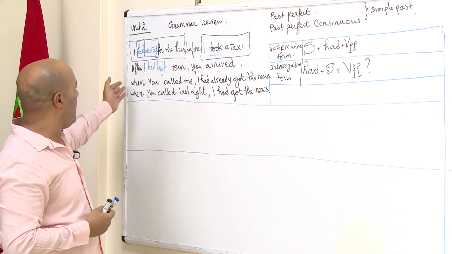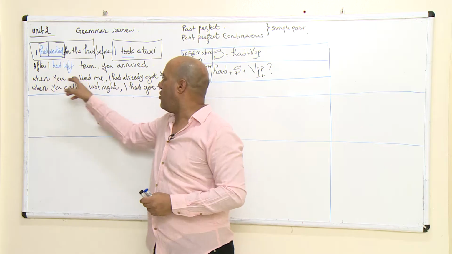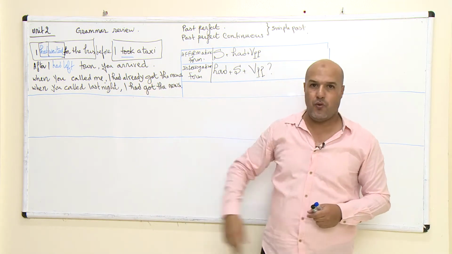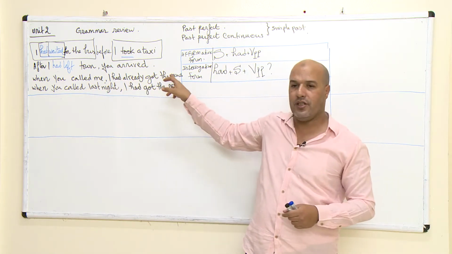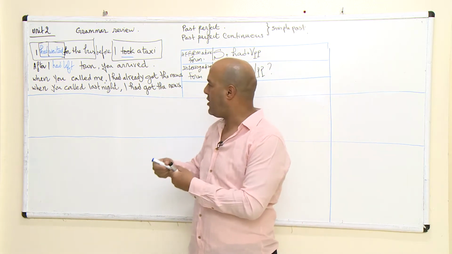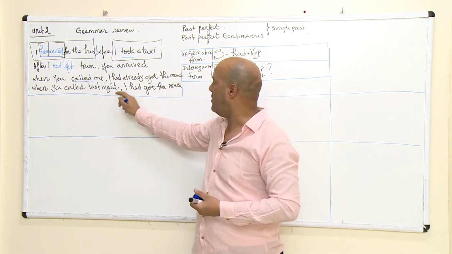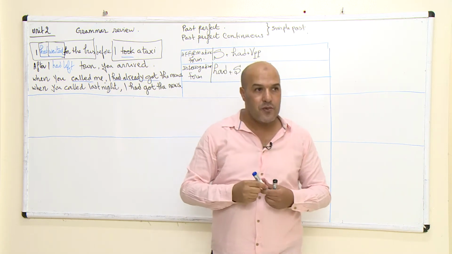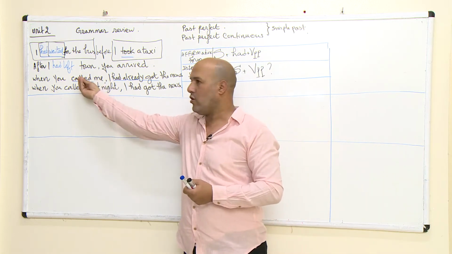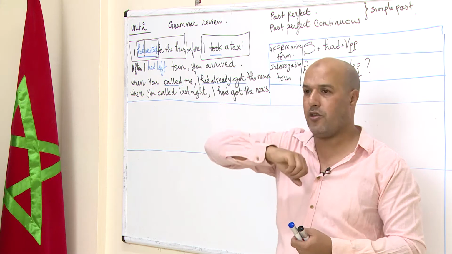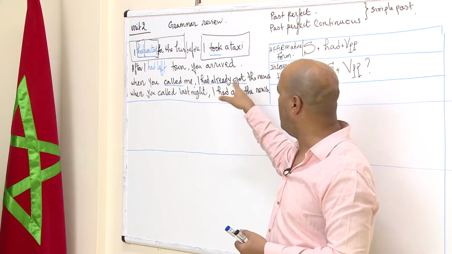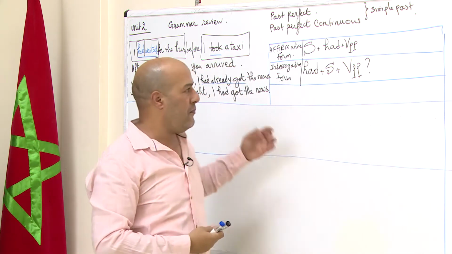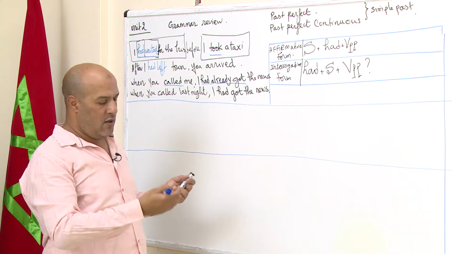So let's have a look at this sentence as well. When you called me, I had already got the news. Here we have two actions again, called and had got. So if we put them together, we understand that when you called me, before that, I got the news. So the action of getting the news happened before your call. And that's exactly what the past perfect is about.